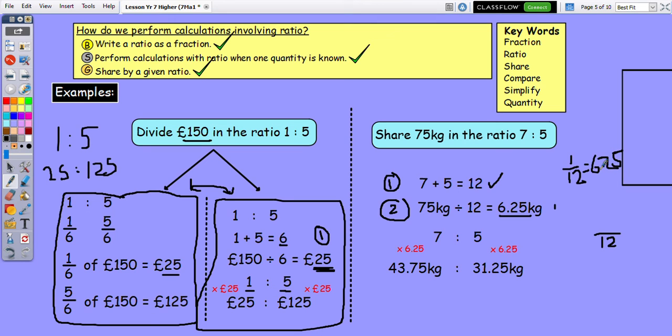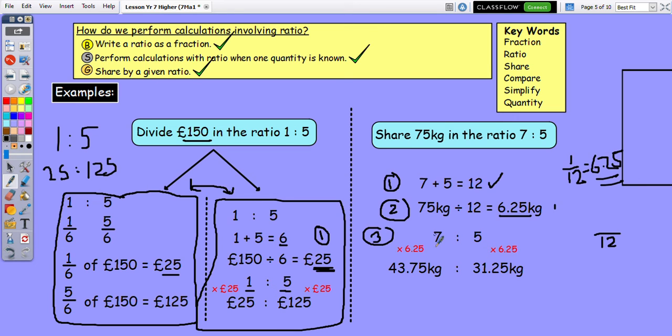You get the gist. Now looking at the ratios, this person here has 7 shares. This person here has 5 shares. 1 share is 6.25. This person has 7. This person has 5. So I've got to do some multiplying. So step 3, if you like, is me multiplying out the ratios.